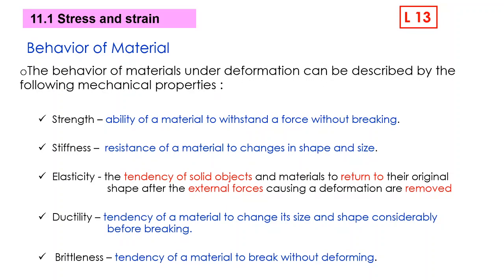And elasticity, which we're going to see a lot, and we're going to be discussing this in a second. It's the tendency of solid objects and materials to spring back to their original shape after the external forces that are causing the deformation are removed. For ductility, it's the tendency of a material to change its size and shape significantly before breaking. And lastly, we have brittleness, that is a tendency of a material to break without any deformation.